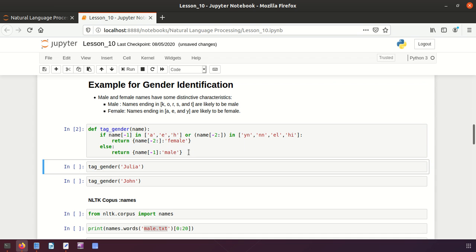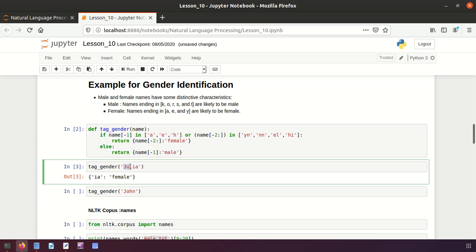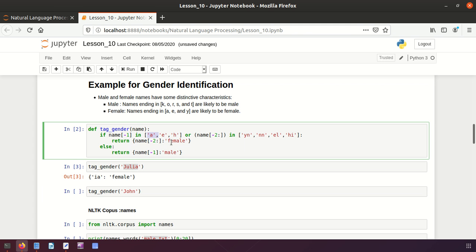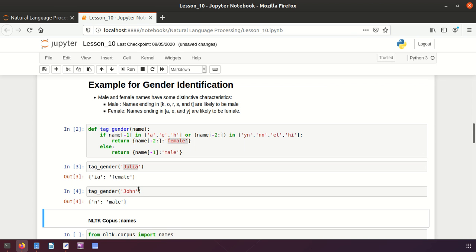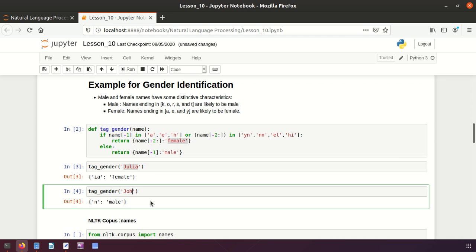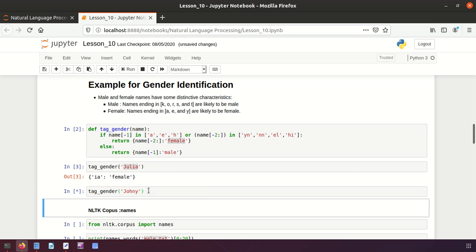Let us see here. Okay, executed. Then I am passing the name Julia. Since it is ending with A, it is returning female. But if you change it and send this one, it is saying male. At the same time, if I type Johnny, since the ending NY is in this list, again it will return female.